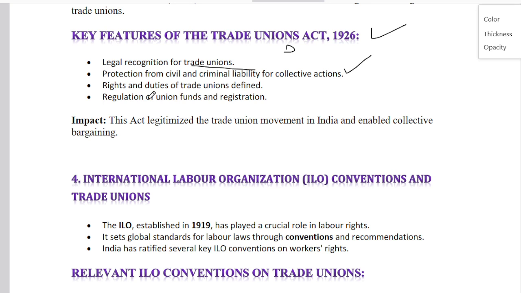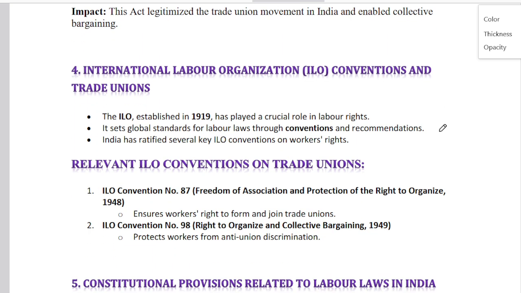They have the rights and duties of trade unions defined, and the regulation of trade funds and registration. So what is the impact of this Act? It legislated the trade union movement in India and enabled collective bargaining. At the international level also, there was the International Labour Organization, which set conventions on trade unions.